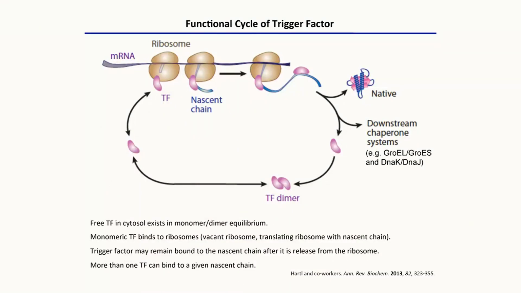This is just another depiction of a potential functional cycle, right, where we have the ribosome bound to mRNA. There's a nascent chain. Here we see several trigger factors bound, and we see options. So either the native fold, or maybe there needs to be some work of downstream chaperones, right? And at some point, trigger factor will be dissociated, and it can come around and rebind again.